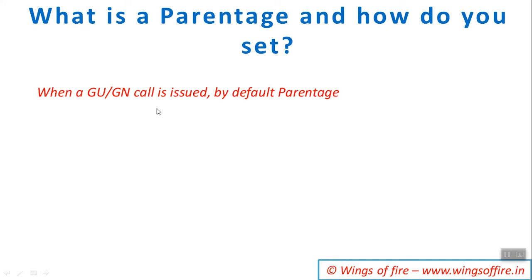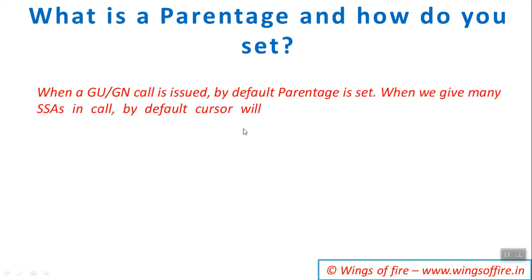So when a GU or GN call is issued, by default parentage is set. When we give many SSAs in a call, by default the cursor will be in the lowest level segment.